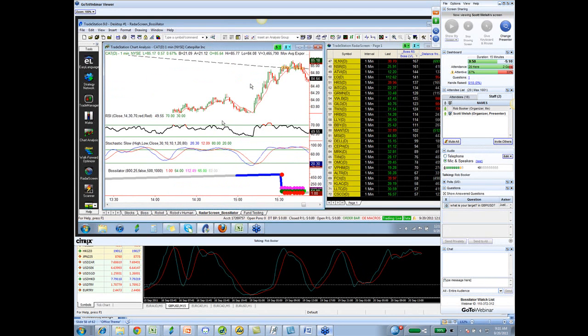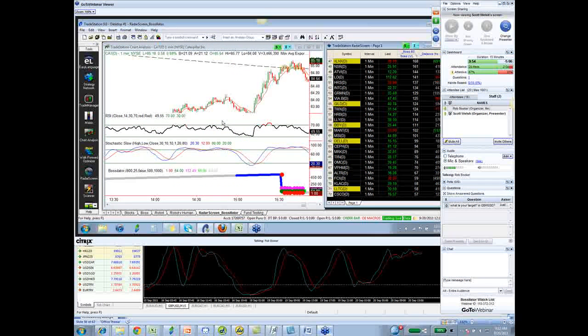What Scott just described, for those of you joining us on the recording, is Caterpillar. We looked at it on the 1-minute chart yesterday. When we looked yesterday, it was approximately 200 to 300 on the Bossilator. We talked about waiting until it reached a reading of at least 500, and we also are very fond of looking at things that are oversold on the regular stochastic.